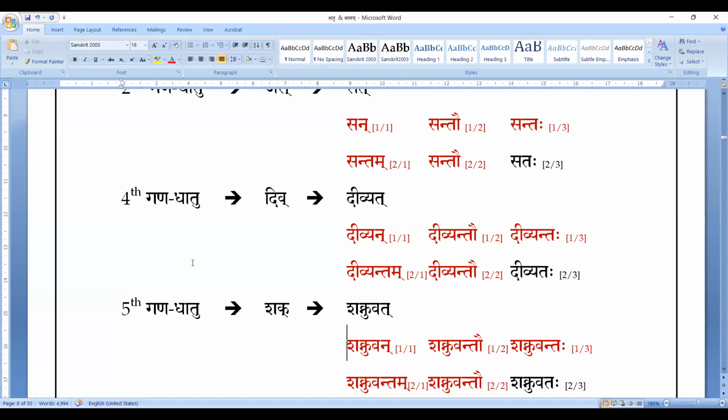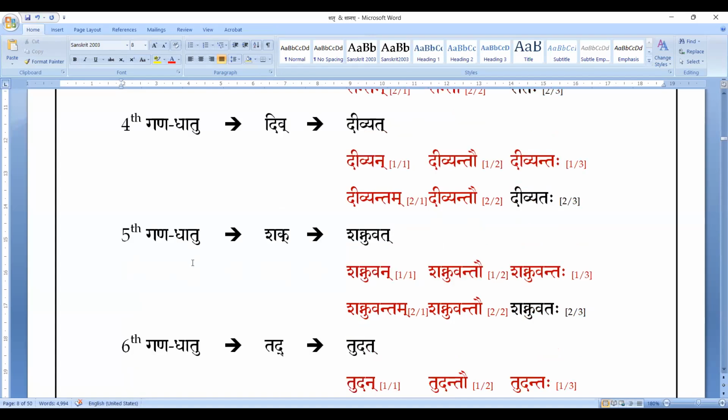Therefore, you have Shaknuvata. U becomes Uv. Shaknuv plus Shatru, which is At, gives Shaknuvata. Then, Sarvanamasthane Pratye Pari Numbavati. Therefore, Shaknuvan, Shaknuvanto, Shaknuvantaha, Shaknuvantam, Shaknuvanto, Shaknuvataha.